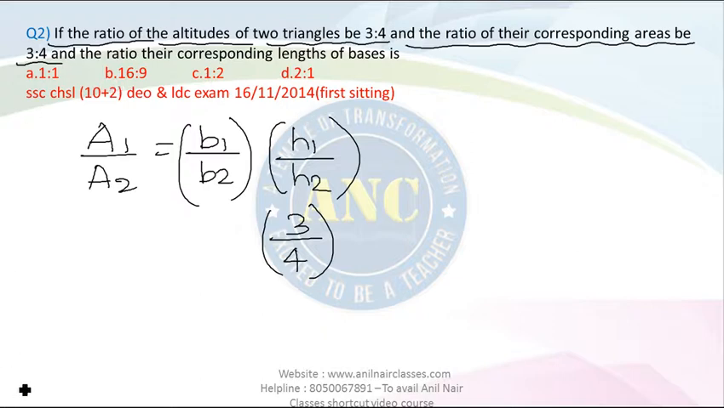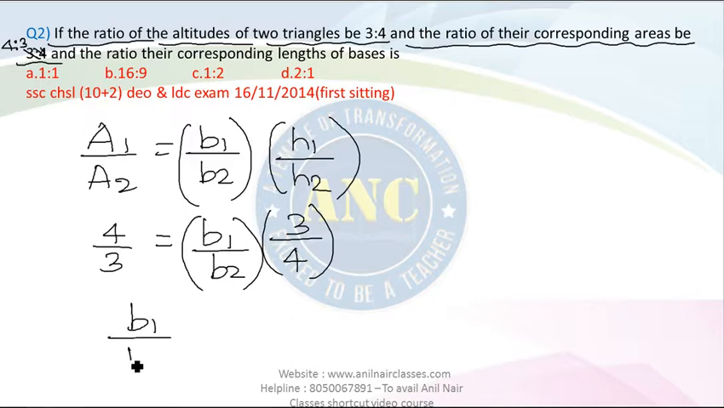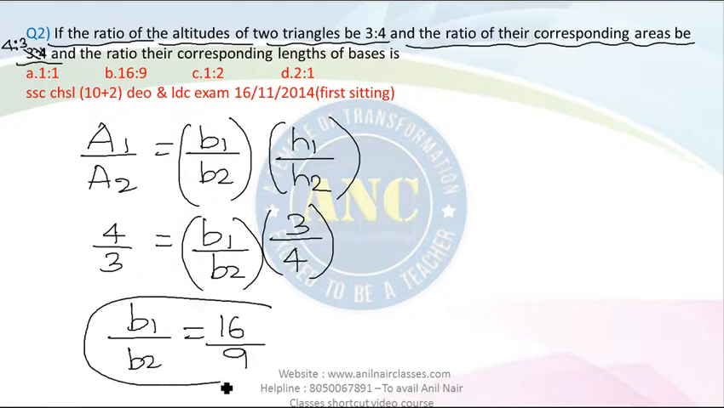There is a mistake in this question. It should not be 3:4, it should be 4:3. The actual question in the examination is 4:3, maybe some typing mistake. I am writing the original question which had come: find the ratio of the corresponding lengths of bases. That means B1 by B2 is what they are asking. So B1 by B2 is nothing but 4 into 4 is 16 divided by 3 into 3 is 9. The answer for this easy question, which had come in the year 2014, is 16:9.